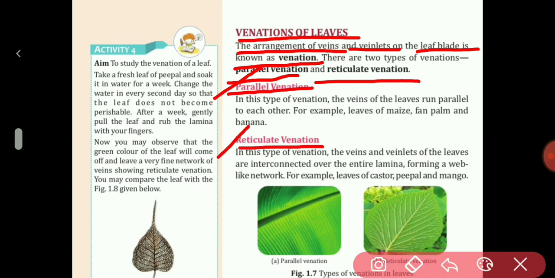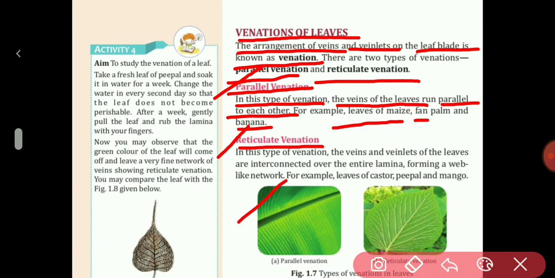So what is parallel venation? In this type of venation, the veins of the leaves run parallel to each other. For example, leaves of maize, fan palm and banana. You can see in this diagram, the veins are parallel to each other. So this is called parallel venation.